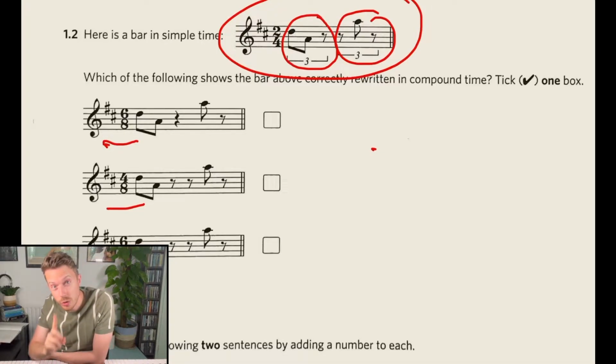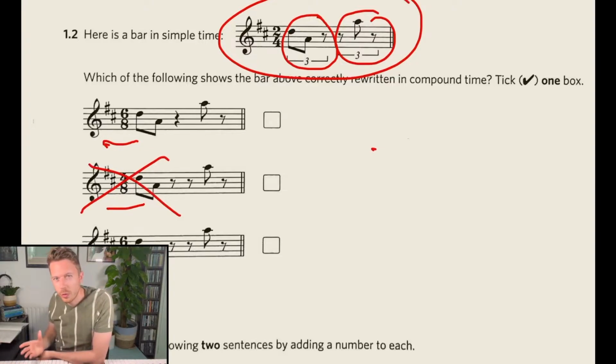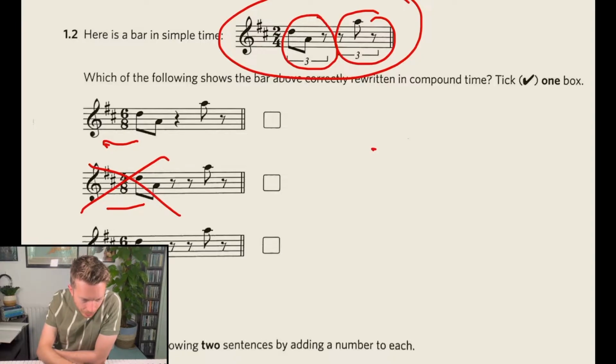So we know immediately it's not going to be in 4/8 because 2/4 doesn't go into 4/8. We're not doing fractions. It's nothing to do with fractions. As a very quick reminder, hopefully you know this by grade 5, but the bottom number refers to the note value. So if it's a 4 on the bottom, then that refers to a crotchet. If it's an 8 on the bottom, it refers to a quaver. If it's a 16 on the bottom, it refers to a semiquaver.